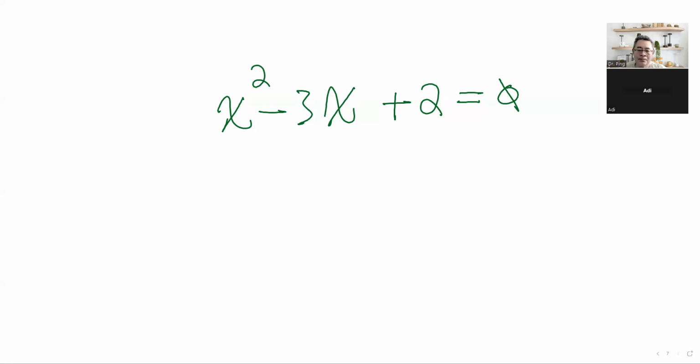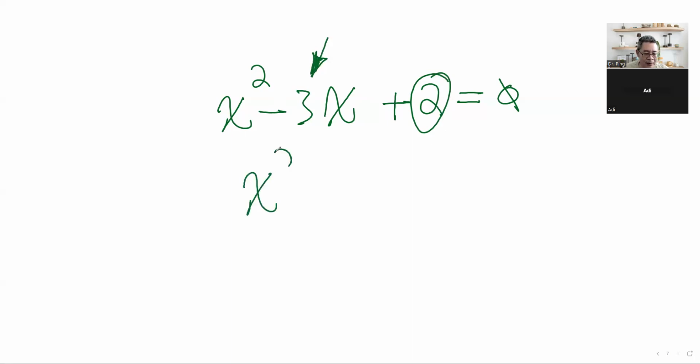I got x equals 1 and x equals 2. Very good. So you can see that we basically just break this number, then we add it and make it the middle number. And sometimes we actually have to do subtraction.